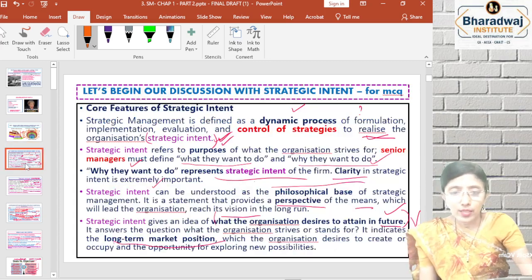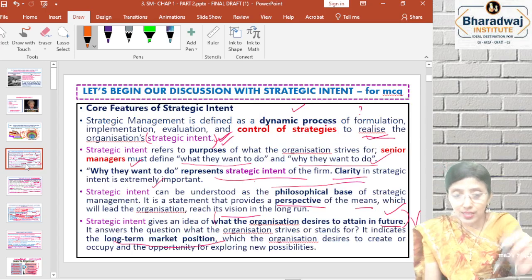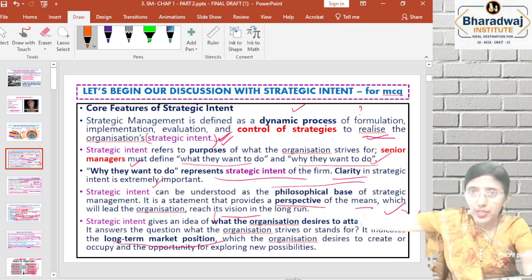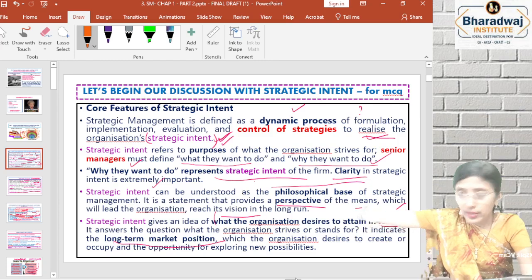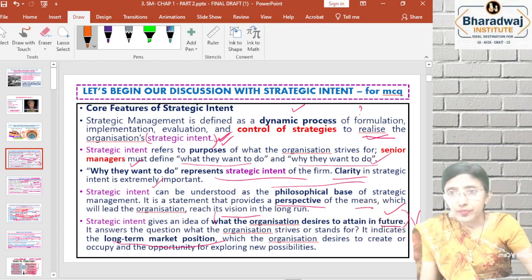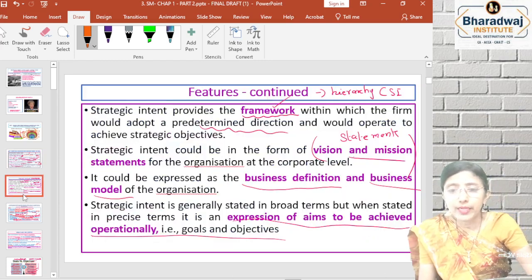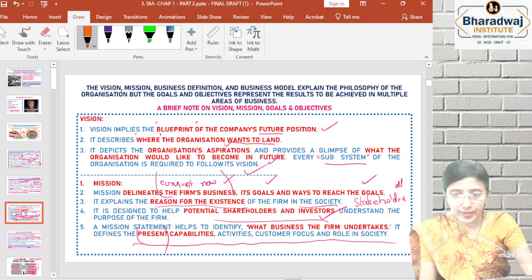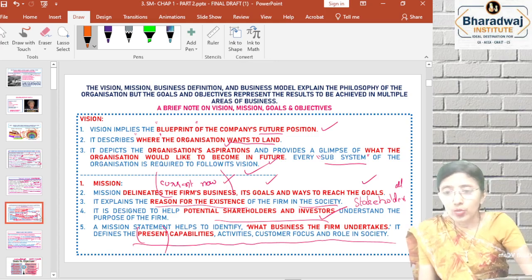So look at this. What is an intent? This is theoretical. Is there any example here? Okay, completely theoretical. Features of intent. How do you understand vision? Features of vision. What is the feature of mission?